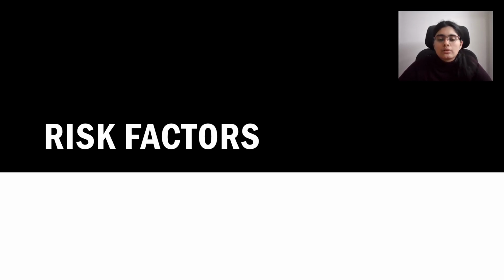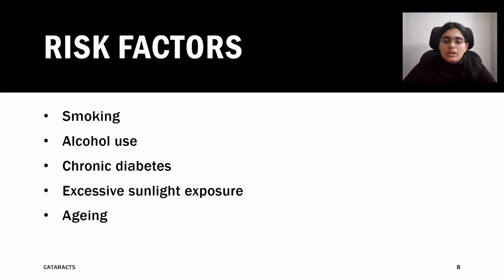So who are the people who are predisposed to having cataracts, right? Some of these activities and conditions tend to have a higher propensity to develop cataracts, most of which are smoking, alcohol use, chronic diabetes, excessive sunlight exposure, and aging.